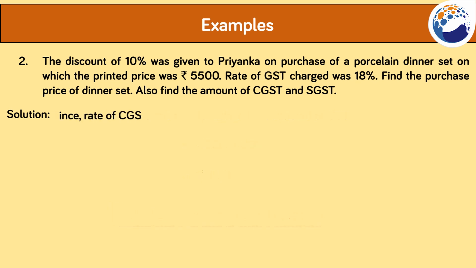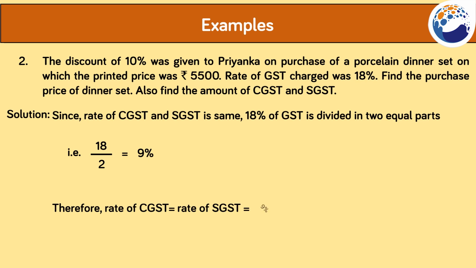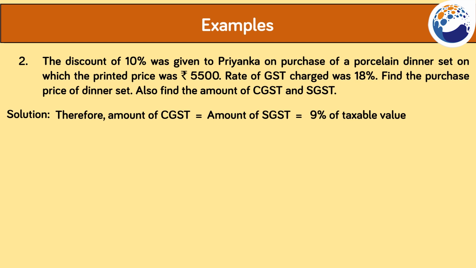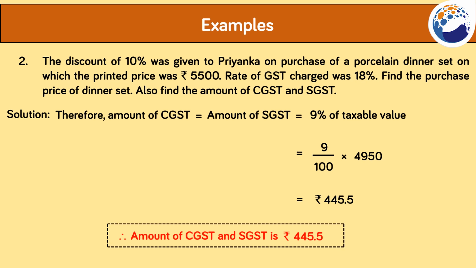Since rate of CGST and SGST is same, 18% of GST is divided into two equal parts, that is 18 upon 2 is equal to 9%. Therefore, rate of CGST is equal to rate of SGST is equal to 9%. Therefore, amount of CGST is equal to amount of SGST, that is equal to 9% of taxable value, which is 9 upon 100 into 4,950 is equal to rupees 445.5. Therefore, amount of CGST and amount of SGST is equal to rupees 445.5.